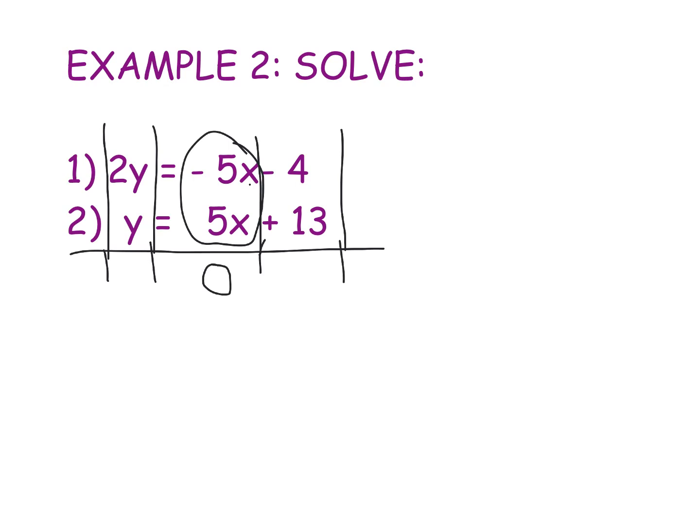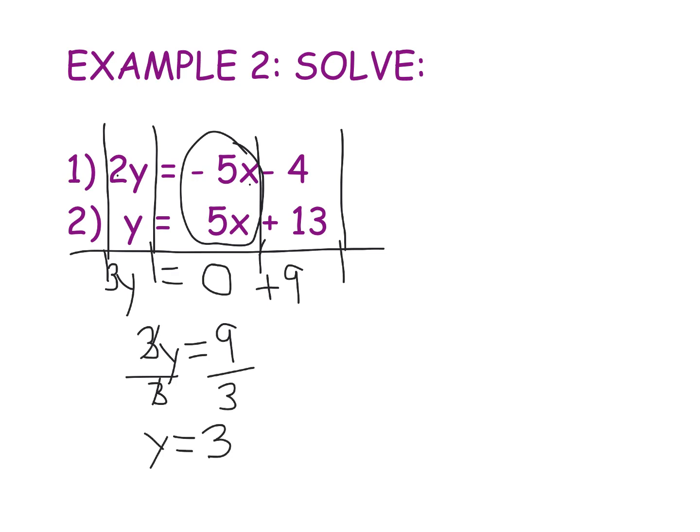If I add up the other ones, I have 2y plus 1 more y, so that's 3y. And then I have an equals 0, and then I have negative 4 plus 13. So the positives win by 9 there. My equation is going to become 3y equals 9. Let's divide both sides by 3, and I have y equals 3.